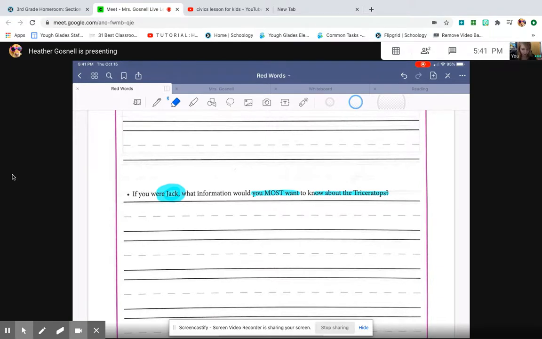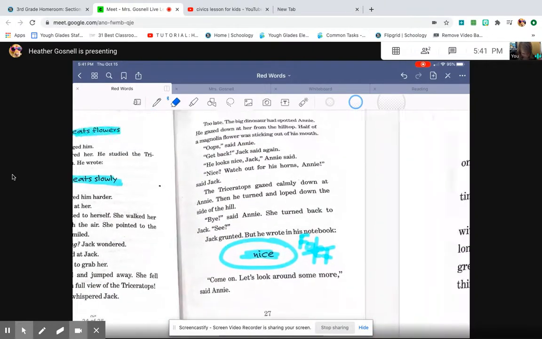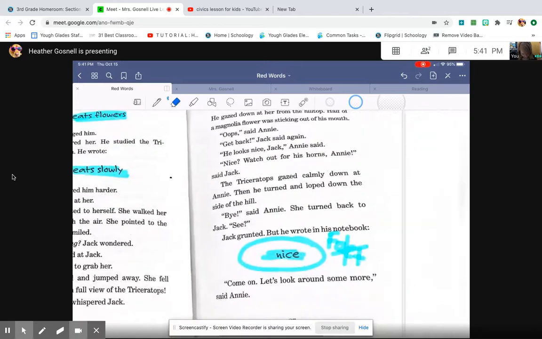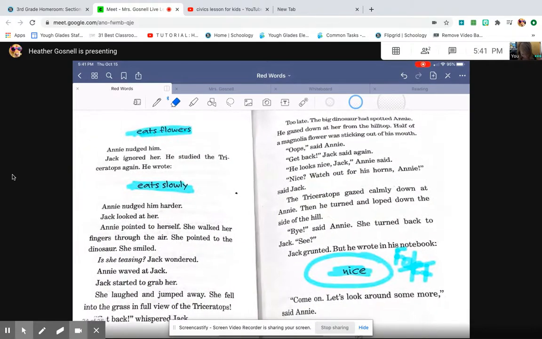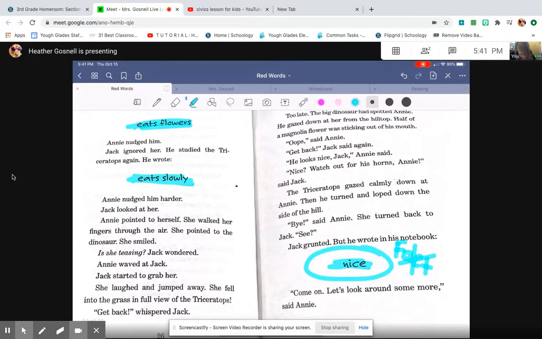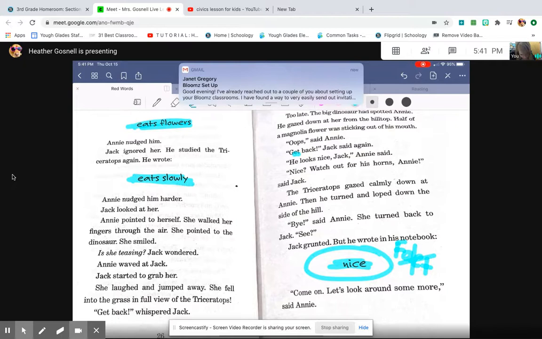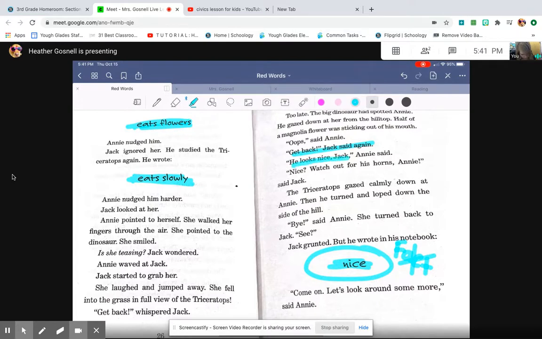I know one. On page, let's see. Oh, it's on that same page that I took a snapshot of. So let's go there. On page 27, and I want you to go here too, on page 7, Jack says, "Get back," Jack said again. "He looks nice, Jack," said Annie. "Nice? Watch out for his horns." "Annie," Jack said.